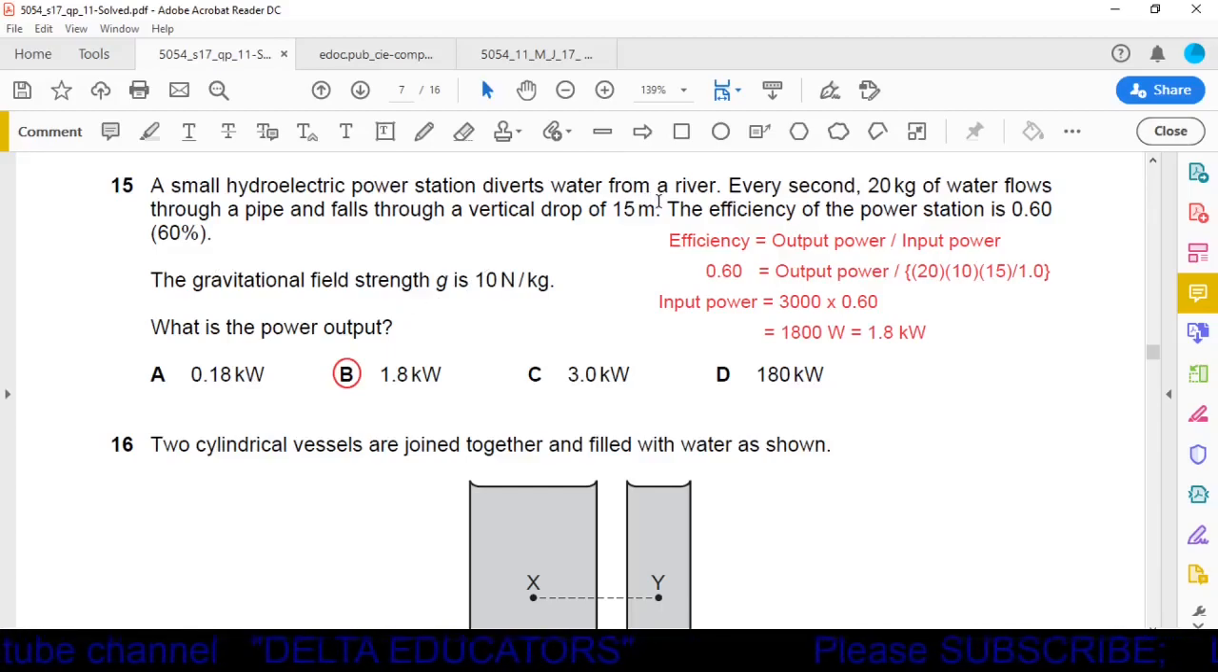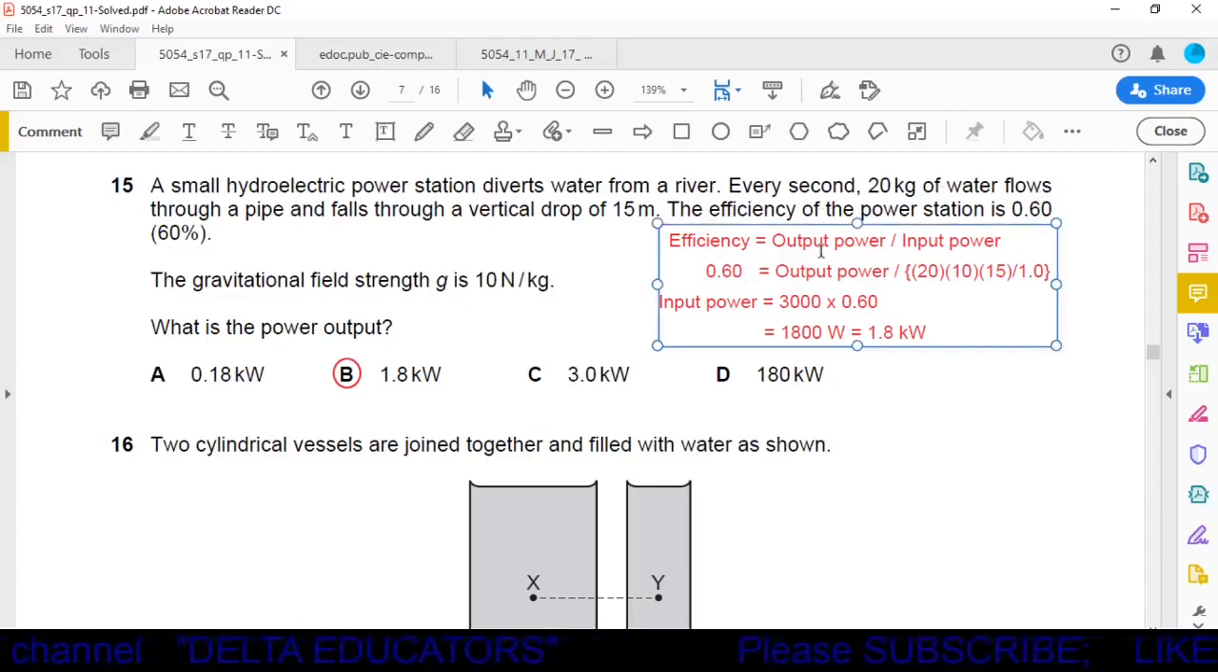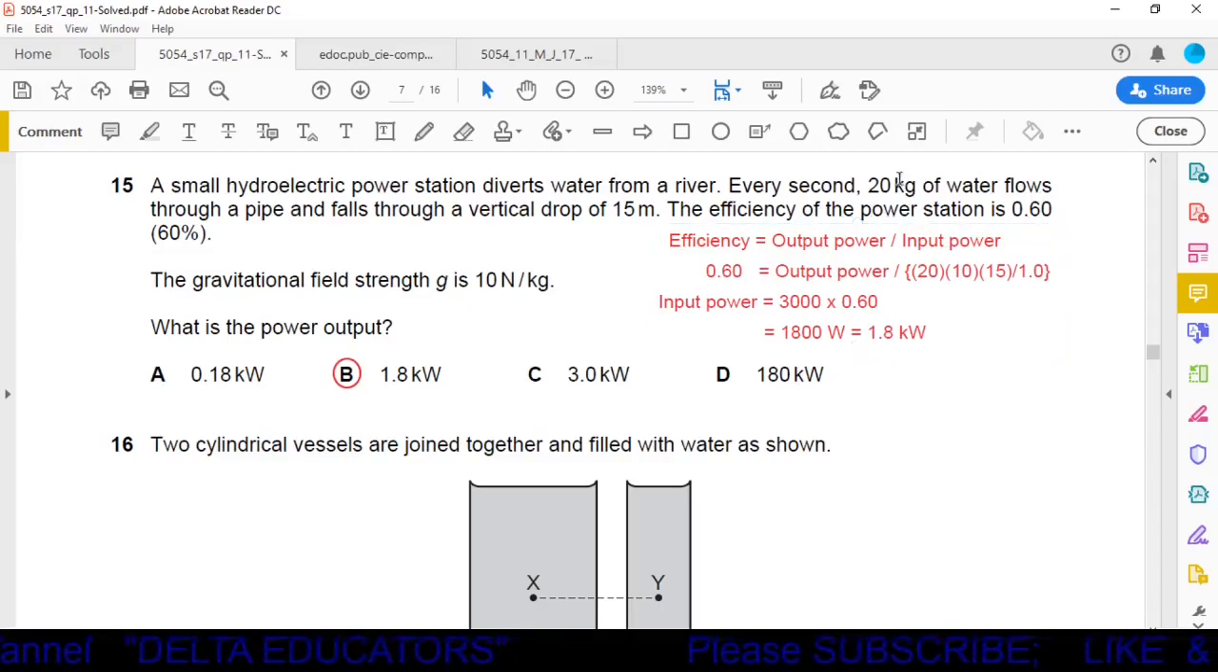Okay, efficiency is given as output power over input power. Now efficiency is given, 0.60. Output power we have to calculate. Input power is not given here, but from the data we can calculate input power. Here water is falling down. When water is falling down, we can say water is doing some work. And since it is falling down, its height is changing. So we can say work done is equal to change in gravitational potential energy.